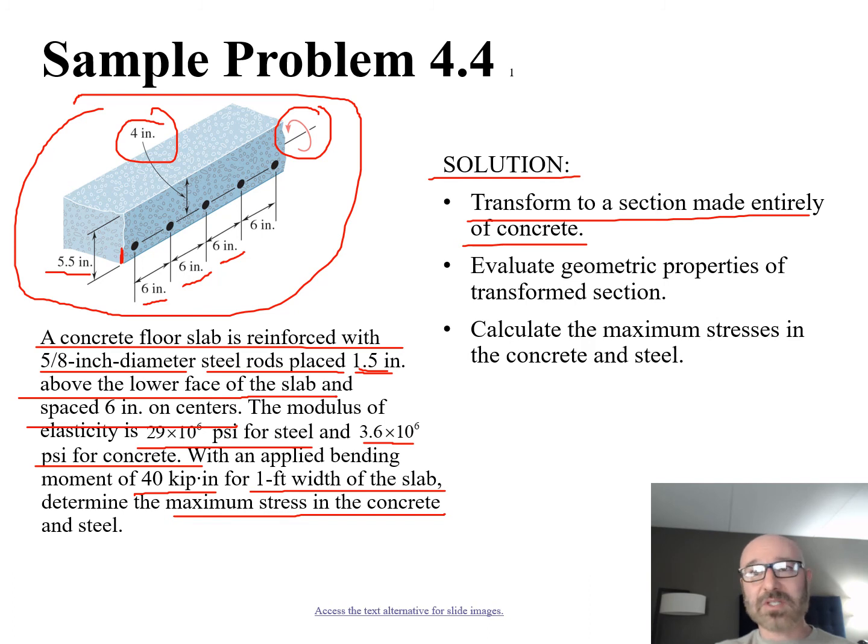We've seen a couple different example problems as we've gone through this module. From there, we're going to evaluate the geometric properties of the transformed section, and once we've done that, we're going to go back and calculate the max stress for the concrete, and then back to the steel using that n factor, which is the ratio of our modulus of elasticity between those two.